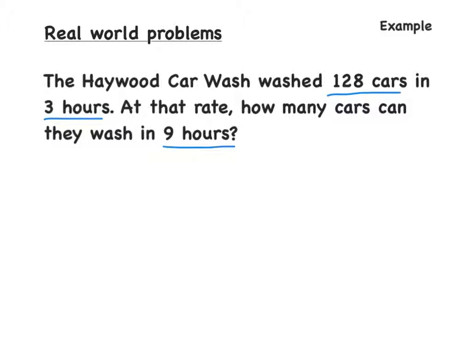So, when we are setting up proportions, this is extremely important. We have our ratios that we can create. This first ratio, I want to put all of the information together that pertains to the Haywood Car Wash. So if we have 128 cars in 3 hours, I could put 128, because these are the cars, in the numerator. In the denominator, I'm just going to put the hours. So, 128 cars in 3 hours.